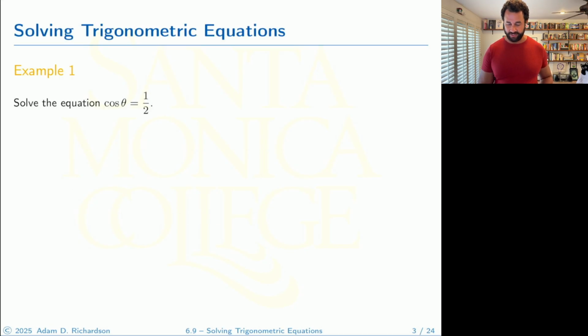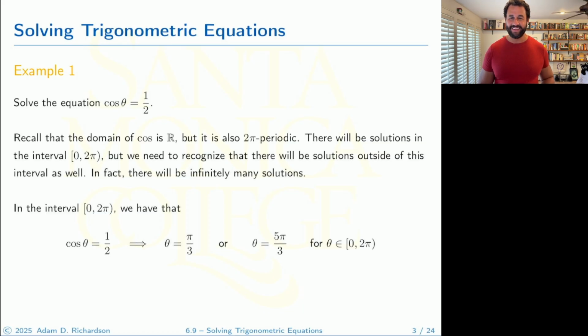So jumping right into it, let's solve the equation cosine of theta equals 1/2. Yes, that's it. Well, here's the thing. The domain of cosine is all real numbers. So this equation actually has infinitely many solutions, right? There are infinitely many angles that will give you a cosine value of 1/2.